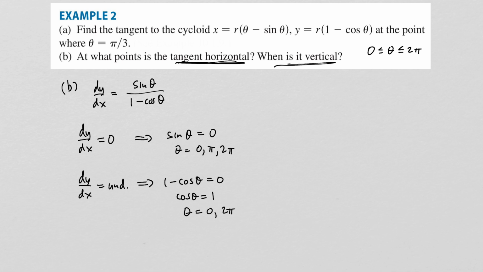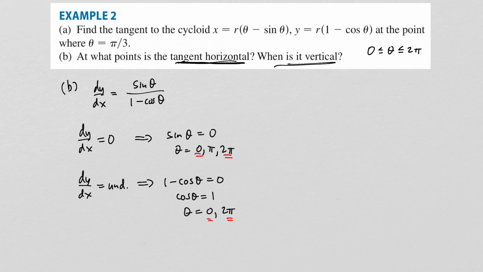So what does this mean? Well, I want you to notice that when theta equals 0 and 2 pi, both the numerator and the denominator are equal to 0 in your derivative. So you have 0 divided by 0. So we don't know if those are going to be horizontal or vertical.